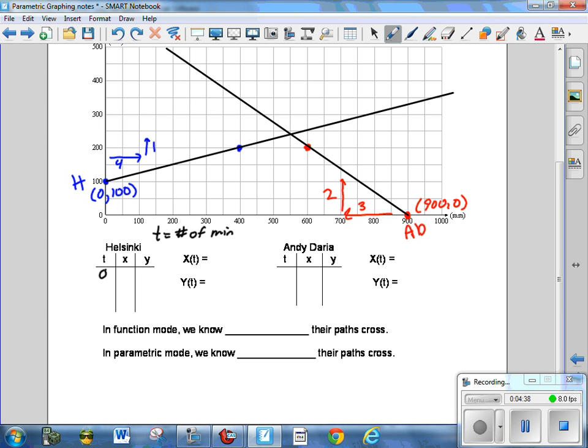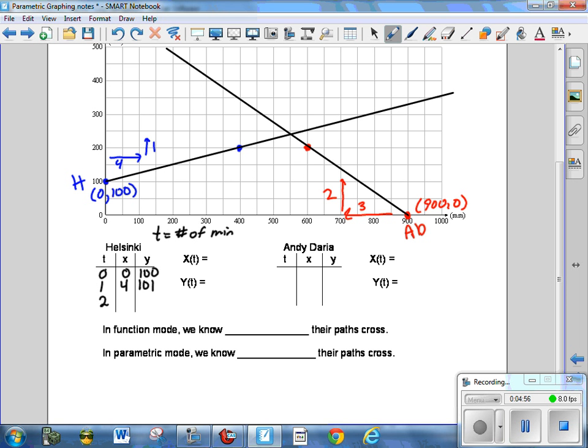When t is 0, where is it in the x direction? It's at 0. Where is it in the y direction? At 100. When t is 1, then now it's moved 4 millimeters to the right. So now it's at 4 in the x direction, and it's at 101 in the y direction.